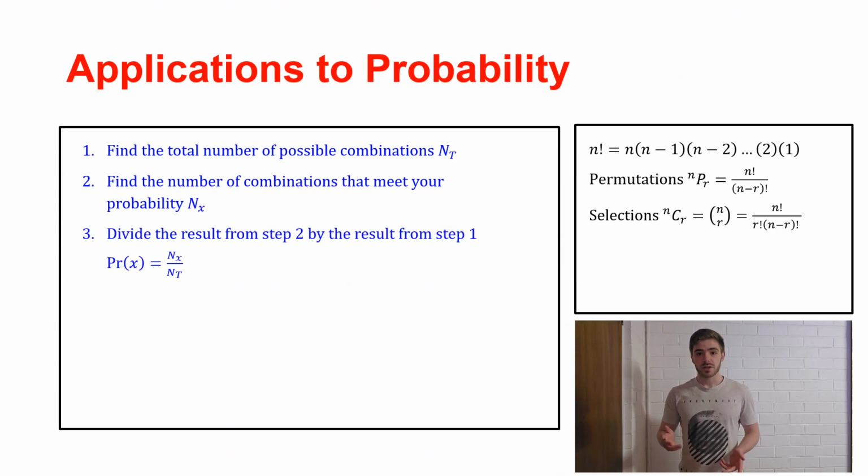Lastly, we're just going to divide the result from step 2 by the result from step 1. Because in step 1, we found the total number of possible combinations for our given scenario, and in step 2, we found the total number of times our event occurs. So all we have to do from here is perform the division and then simplify the fraction. In the next video, we will see how we can apply this framework to solve exam-style questions.